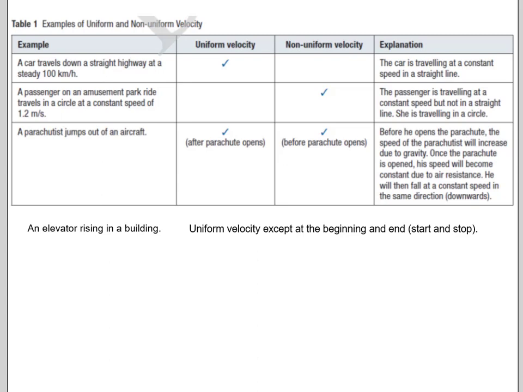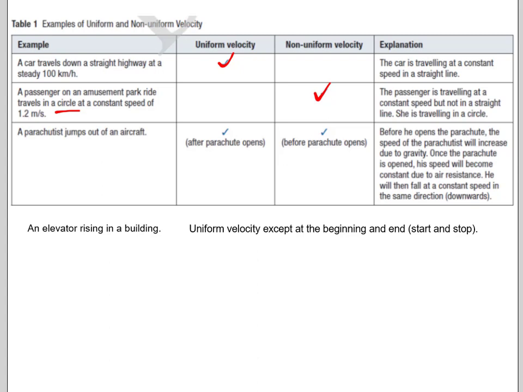Okay, so just a quick check-in. A car travels down a straight highway at a steady 100 kilometers an hour. That's uniform velocity because it's a straight line and it's constant velocity. A passenger on an amusement park ride travels in a circle. As soon as you see circle, you're into non-uniform, and we'll do more on that in grade 12.